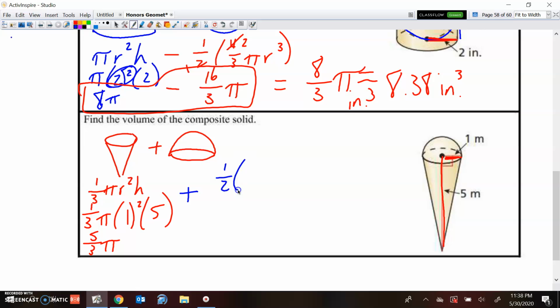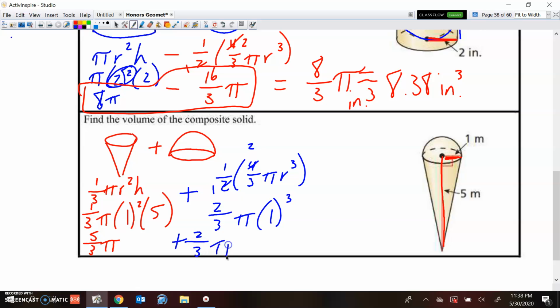Now, just like we did before, this is 4/3 pi r cubed. That cancels out. All right, so now I have 2/3 pi. My radius again is 1, which is pretty convenient. So this adds to my answer 2/3 pi. If I add those, I get 7/3 pi, and this is meters cubed, or that is the same as saying 7.33 meters cubed. Either answer is equivalent.